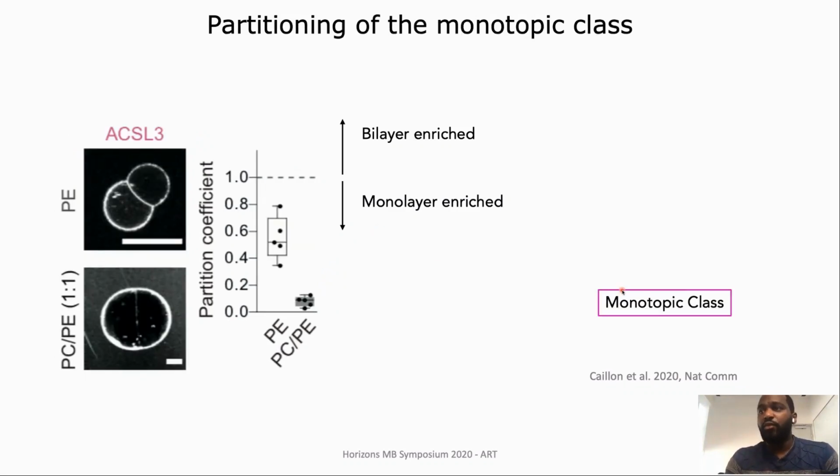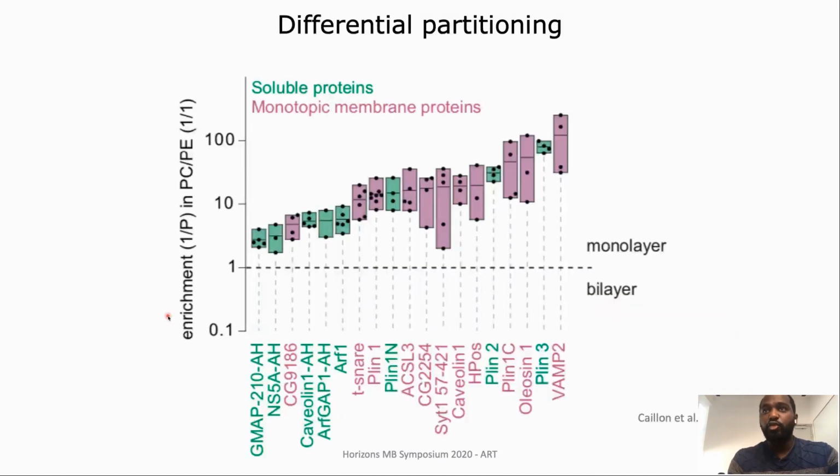So we've done the same experiment for this monotopic class. We used ACSL3, which is a lipid droplet protein that resides in the ER. In PE, it actually prefers the monolayer, and in PC:PE, it is almost excluded from the bilayer and largely accumulates on the monolayer, as you can see here. And with this assay, we've tested many soluble and monotopic membrane proteins. In green are the soluble ones, monotopic membrane proteins in pink. And what you can see is, on average, they all accumulate onto the monolayer, suggesting that proteins by default prefer associating with the lipid droplet monolayer.